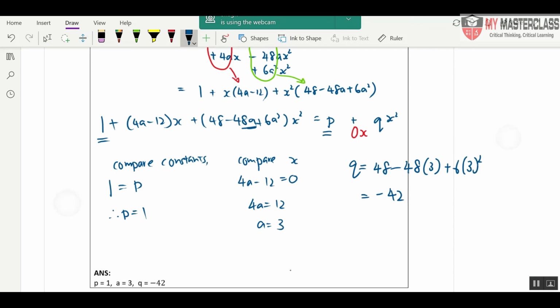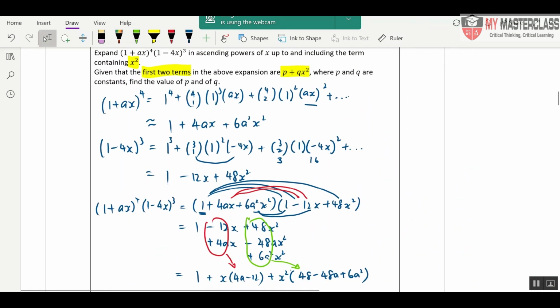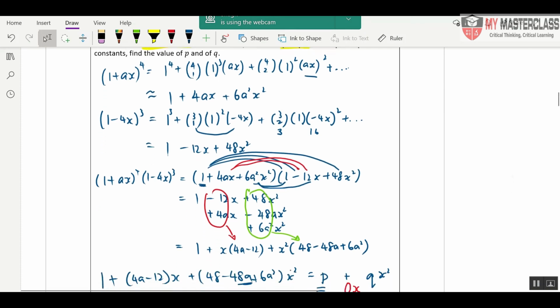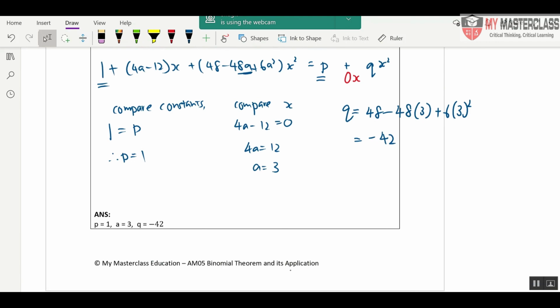Okay, so the important part of this question is, after you do your expansion, when you only want the terms containing x squared, those that are more than x squared already, you don't need to evaluate them out. Okay, you don't have to evaluate them out. Alright, and then use the comparing of coefficients to get your unknowns.